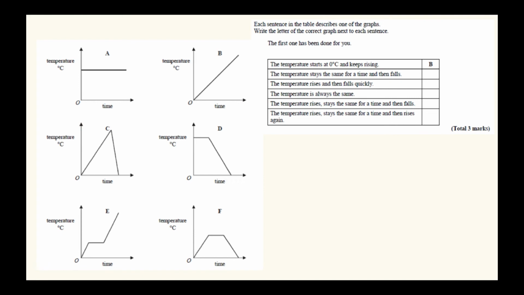Okay, so another typical question that you could get in an exam in terms of graphs is this one. And it says here that each sentence in the table describes one of the graphs. Write the letter of the correct graph next to each sentence. The first one has been done for you.